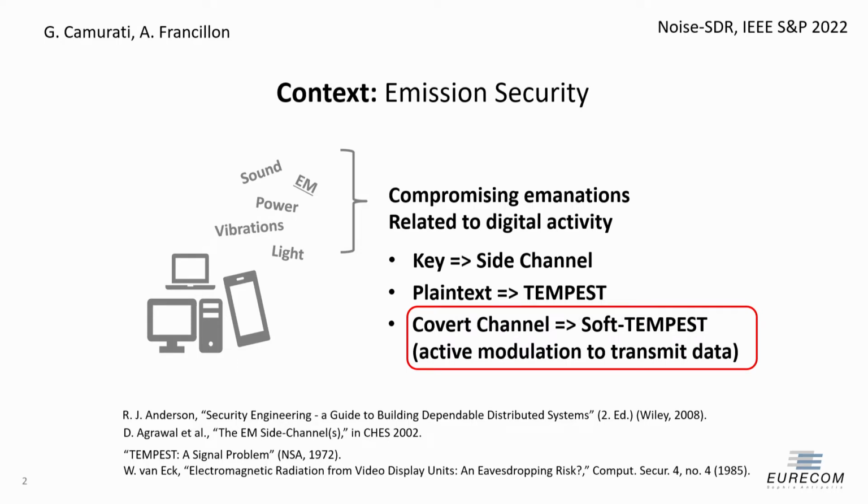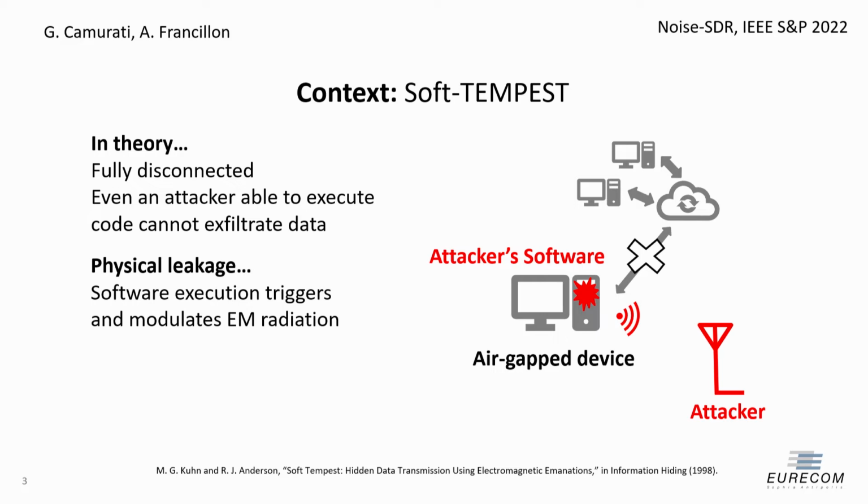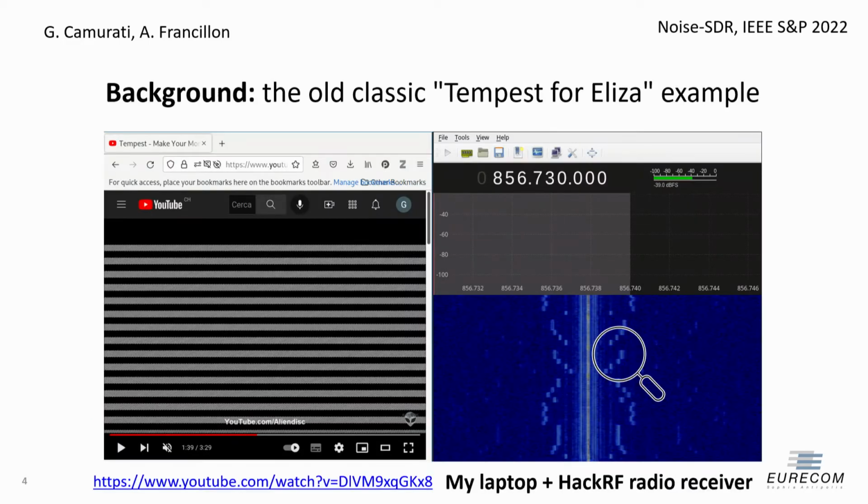In addition, an attacker can try to build a covert channel by actively modulating this leakage, trying to transmit data, in an attack that is called soft tempest. Soft tempest usually targets air-gapped devices, which are completely disconnected from the network. So the threat model is that even if the attacker has the ability to run code, this attacker cannot exfiltrate data. But if there is leakage, and if the attacker can modulate this leakage to encode information, then communication becomes possible again. A classic example of soft tempest is Tempest for Eliza.